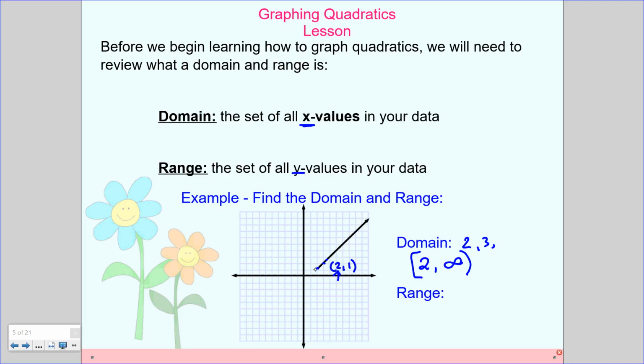Now the range goes from all the y values that land on this line. So you can see the y value that we start with is 1. And then as I go up from 1, you can see that all of these y's have points that would fall on this line. So all of these positive y values would fall on the line. So our range would go from 1 to infinity. So that is a quick review of your domain and range. If you need more than that, you can go back to previous lessons.